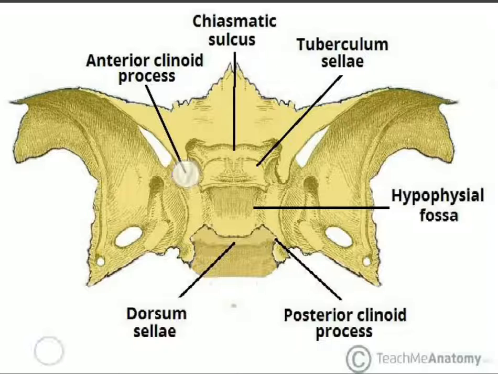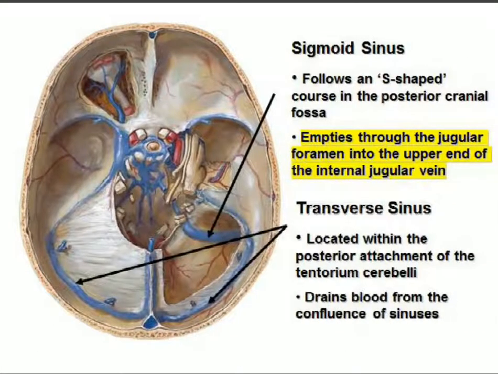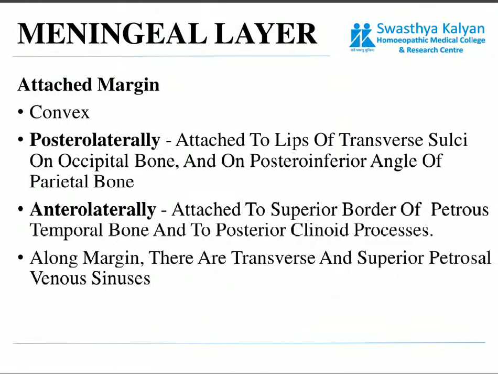These are the anterior clinoid processes to which the free U-shaped anterior margin of the tentorium cerebelli is attached. Also, the same you can see in the figure. The attached margin is convex. Posteriorly and laterally, it is attached to the lips of the transverse sulci on the occipital bone and on the posterior inferior angle of the parietal bone.